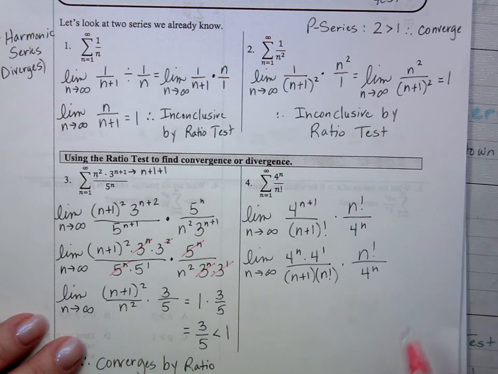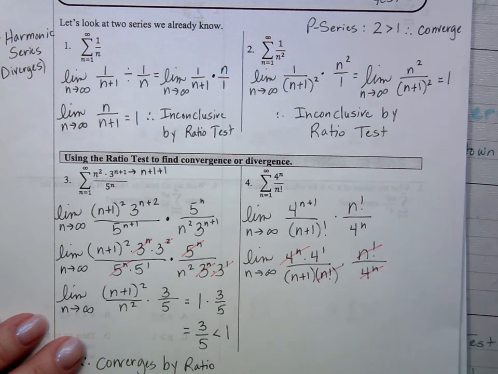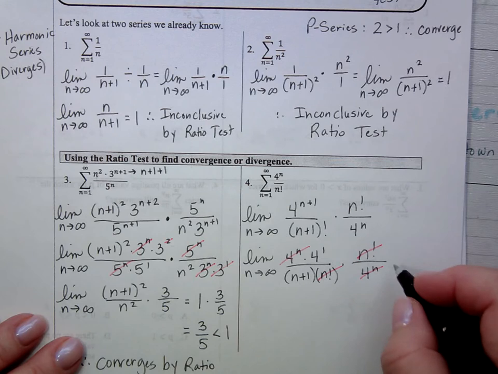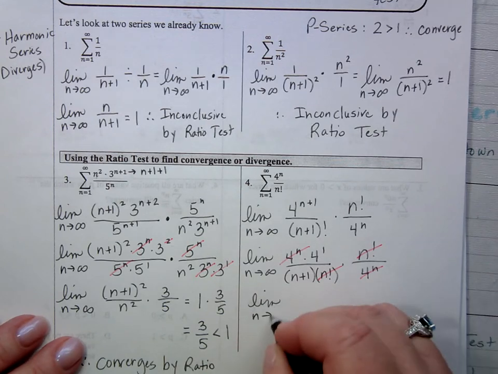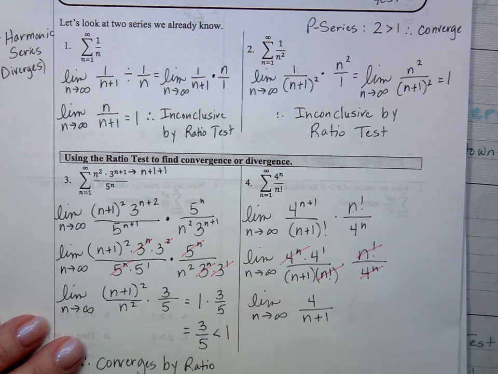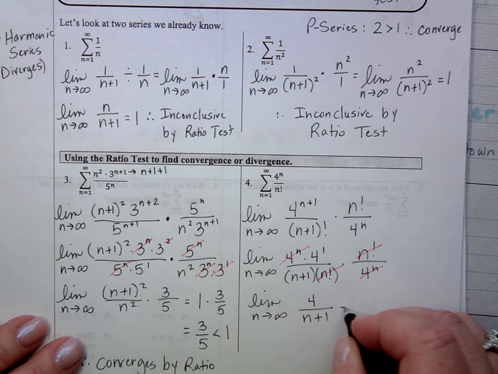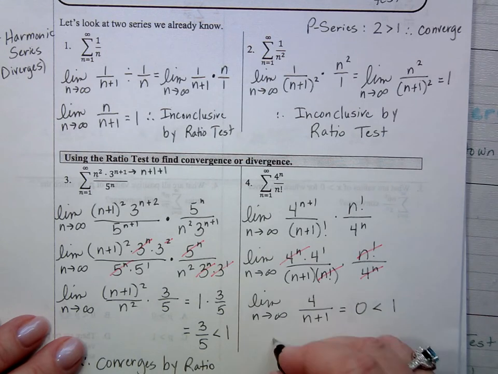Cancel up what you can cancel, 4 to the n's, n factorials. What are you left with? You're left with the limit as n approaches infinity of 4 to the first, 4, over n plus 1. If I put an infinity into here, then I have a very large denominator, and so therefore I'm going to have this thing equal 0. Well, 0, the comparison is less than 1, and so I know that this guy converges by the ratio test.